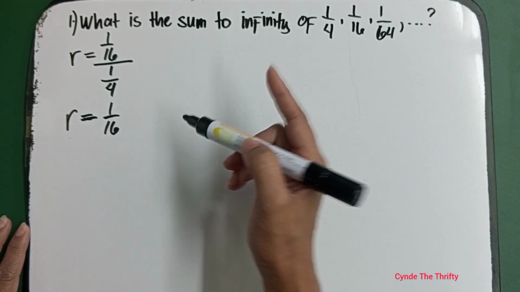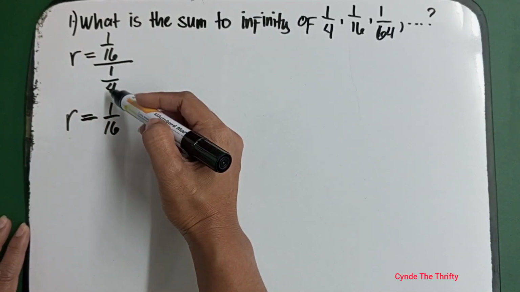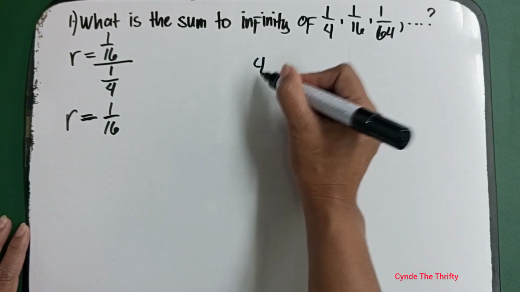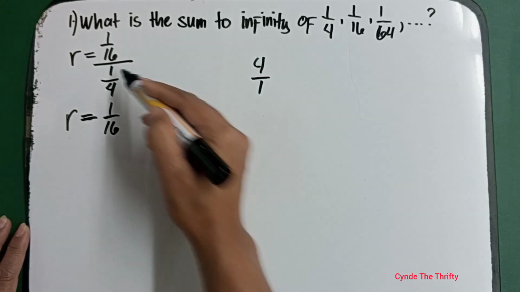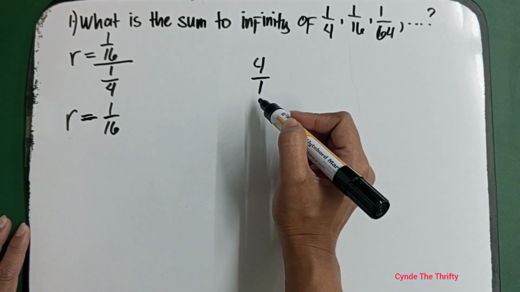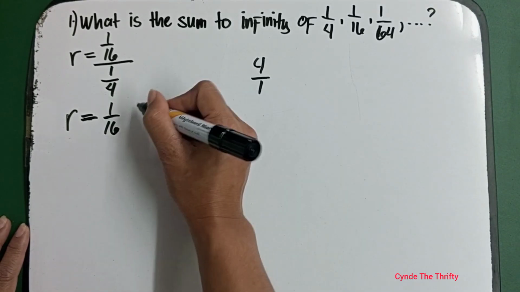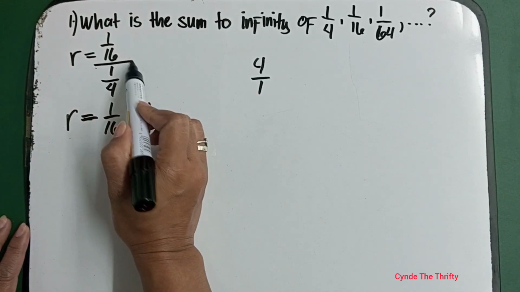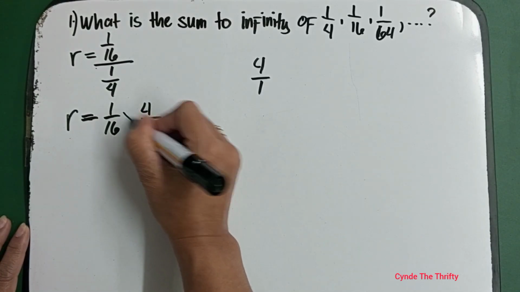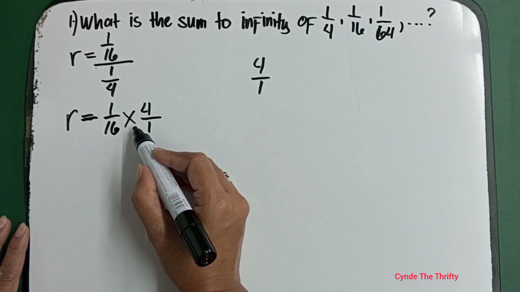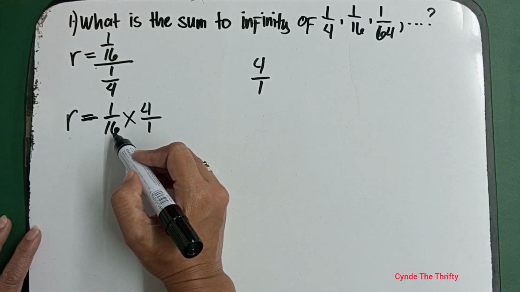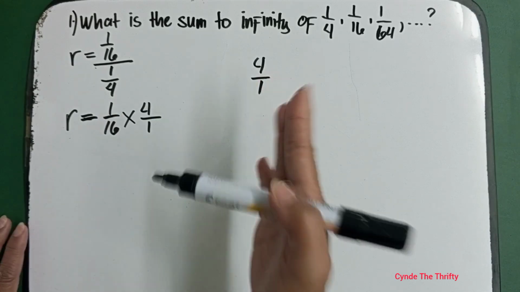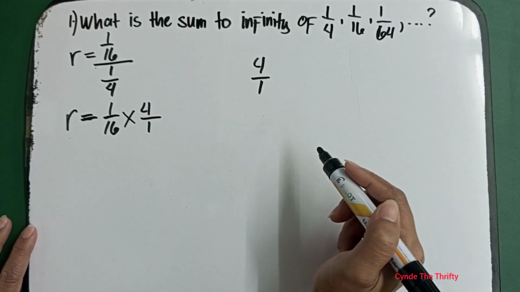Ano yung reciprocal? Ang reciprocal is kabaliktaran. So, kung 1/4 yan siya, ibig sabihin ang kanyang reciprocal is 4/1, kasi ang kabaliktaran ni 1/4 is 4/1. Okay, so 4/1. And ang iyong division, gagawin mong multiplication. So 1/16, i-multiply mo sa reciprocal ng iyong divisor. Okay, so yun ang rule ng division of fraction, ha.